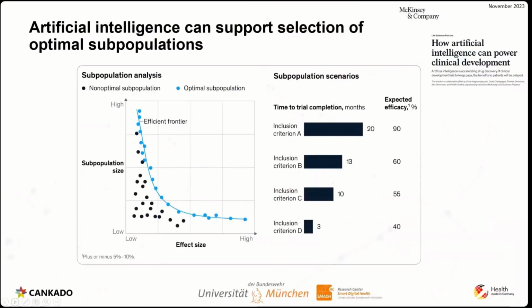Here's a very interesting report published at the end of last year from McKinsey, and they were talking about what can be done with artificial intelligence in clinical development. It describes a situation where you can simulate changing of inclusion exclusion criteria to optimize the cohort of patients to have the best effect and also a positive cost effect on your trial.